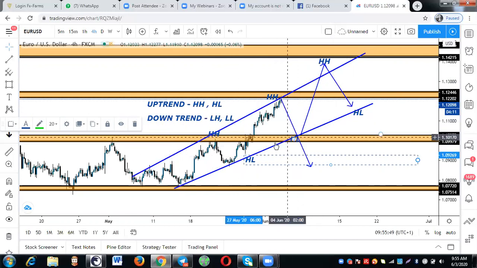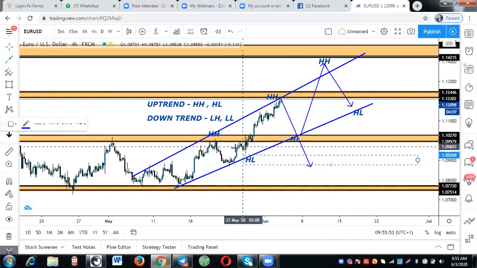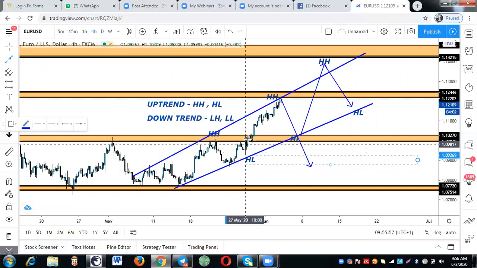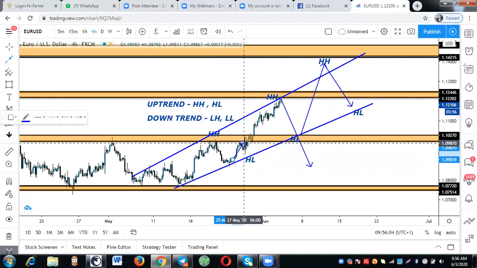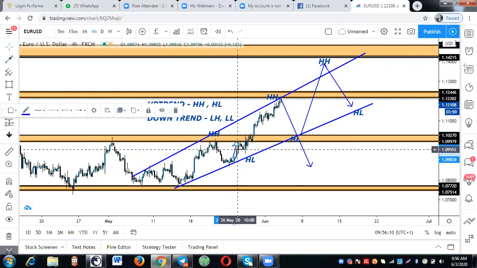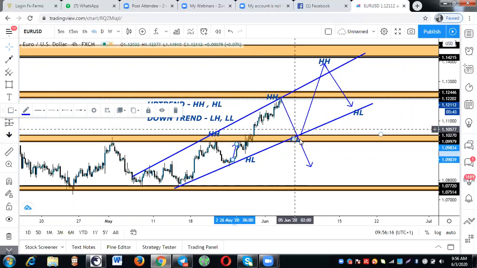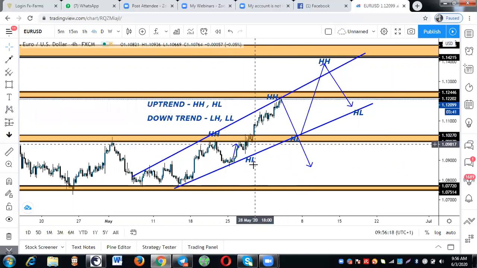Or it can become invalid if this particular pair goes like this, higher high, and then this next one comes, like something we have here, and it doesn't form a higher high. Do you understand? So that's invalid. But for now, this one went and came, and it still went, so it's still a valid uptrend.